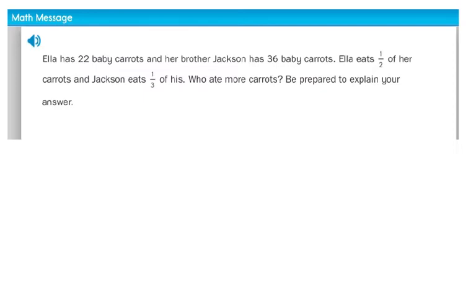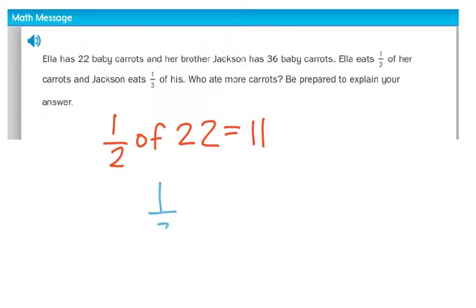All right, one last set of warm-up problems. Ella has 22 baby carrots, and her brother Jackson has 36 baby carrots. Ella eats half of her carrots, and Jackson eats 1/3 of his. Who ate more carrots? Well, if you think of Ella, she ate half of her 22. What's half of 22? Well, half of 20 is 10, and half of 2 is 1. 11.